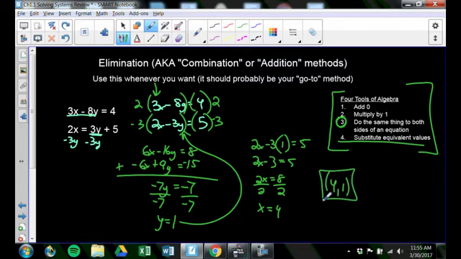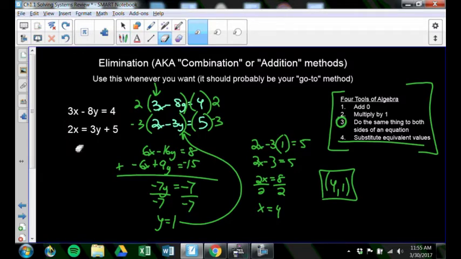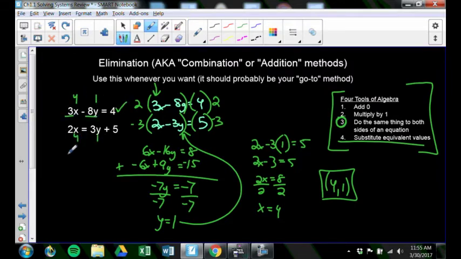I'm going to check that real quick. I'll check that in my original equation. You should always check in the original in case you made a mistake somewhere in the process. So I'm going to plug a 4 in for x and a 1 in for y. 12 minus 8 equals 4. Plug a 4 in for x and a 1 in for y. 8 equals 3 plus 5. That checks. So this is my solution. Good.